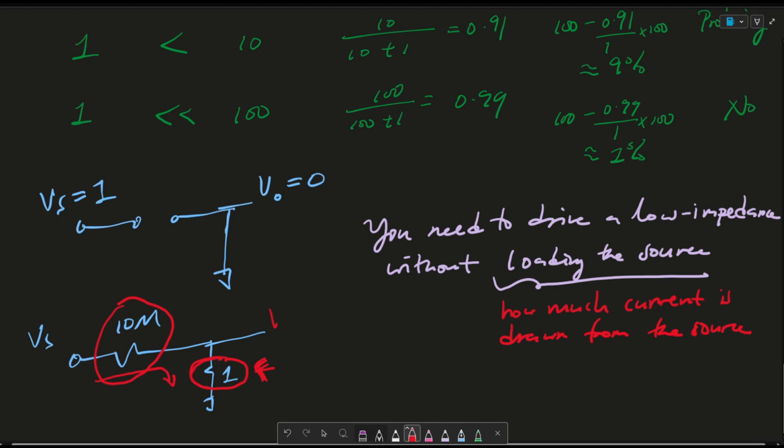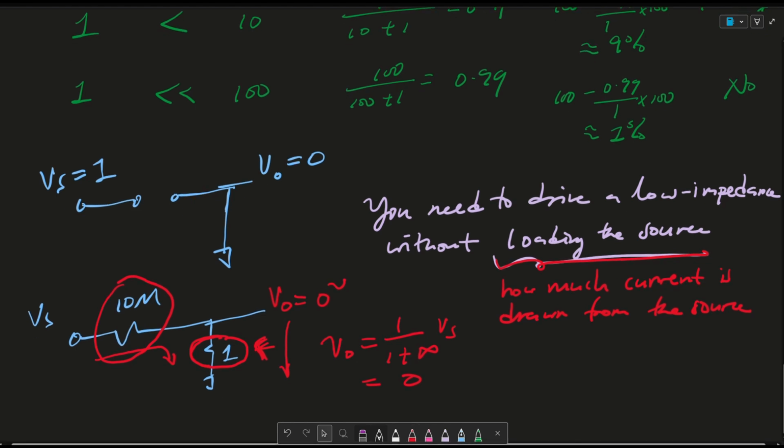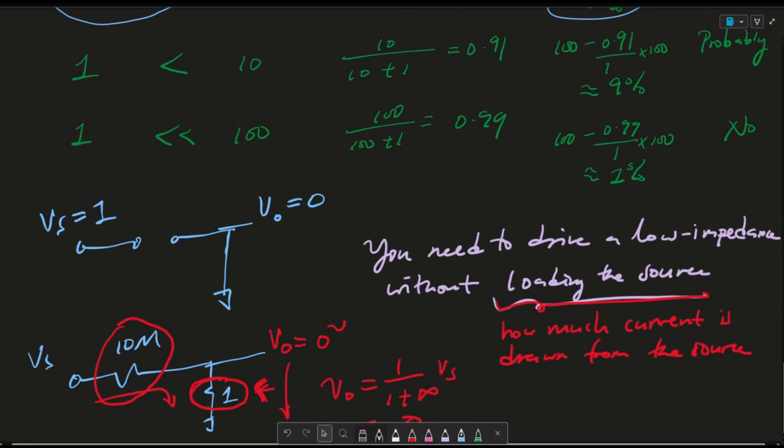As a result, this VO is gonna be pulled to basically 0 volts. Or another way you look at it is VO is equal to RL, which is 1, over 1 plus basically 10 meg, which is basically infinity compared to 1, times Vs, and 1 over infinity is basically 0. So there's a lot of ways to look at this loading effect, but this is what it means by loading the source. So I hope that makes sense. If you have any questions, please let me know down in the comment section below.